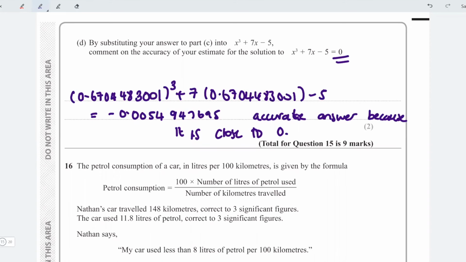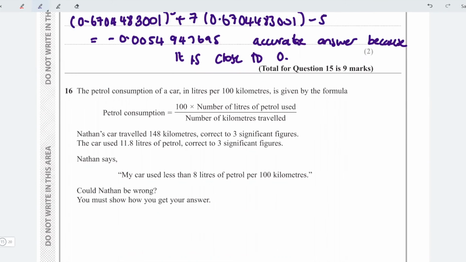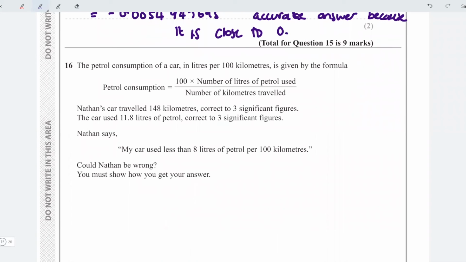Right. Let's have a look at the next few questions then. Question 16, we've got petrol here, and we've got the formula for petrol consumption given below, and it says that Nathan's car travelled 148 kilometers, correct to 3 significant figures. The car used 11.8 litres of petrol. Nathan says, my car used less than 8 litres of petrol per 100 kilometers. Could Nathan be wrong?